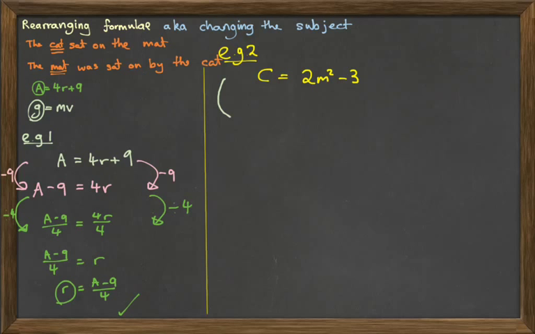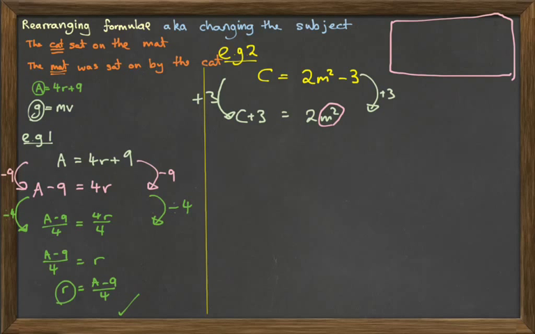We can use the same ideas as balancing equations, so we can add things and take away things from both sides. The first thing I'm going to do is add 3 to both sides. When I add 3 to the left hand side, I get c plus 3. On the right hand side, I'm left with 2m squared. That minus 3 goes. Right, 2m squared then. We need to somehow get m on its own. Let's just look at the right hand side. This is 2 multiplied by m squared, and we somehow need to undo that and get m on its own.